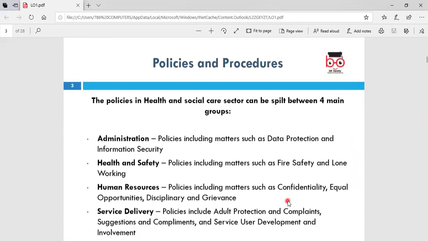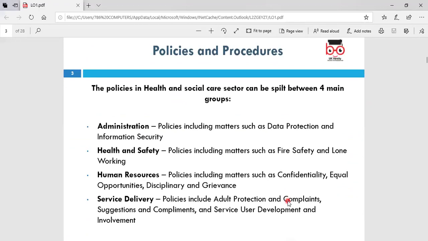So what are policies and procedures? Just a bit of definitions and what they mean. The policies in the health and social care sector can be split between four main groups. In policies, we have administration. So policies including matters like data protection and information security, they'll have an administration or someone within the administration who will be overseeing these concerns. Whenever you're talking about policy, you should be mentioning data protection and information security.